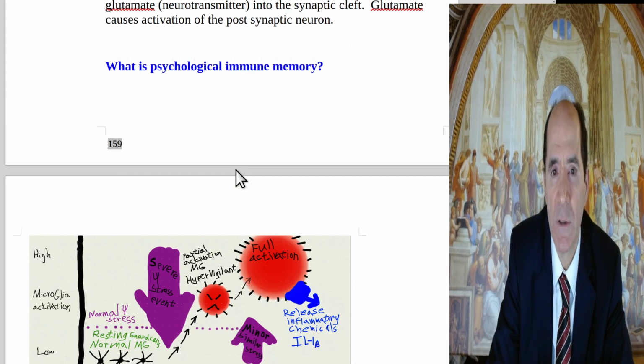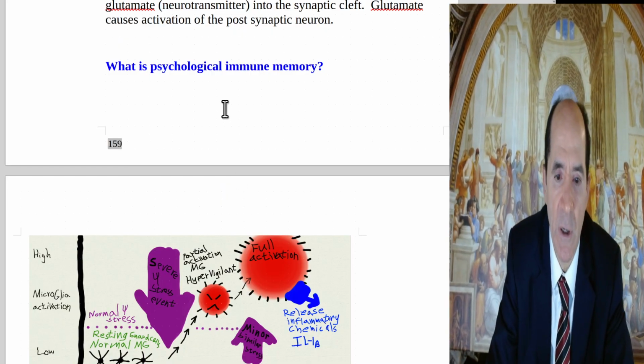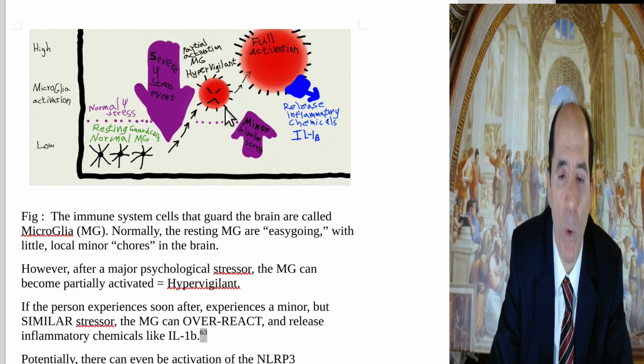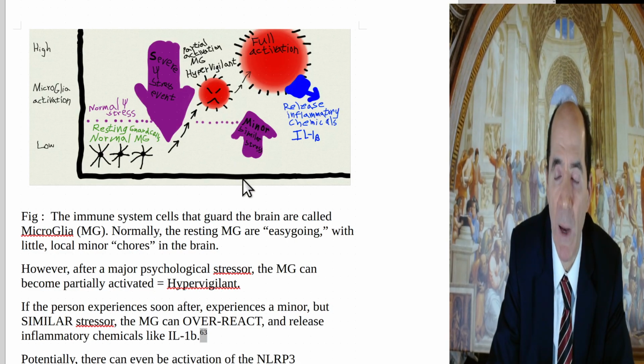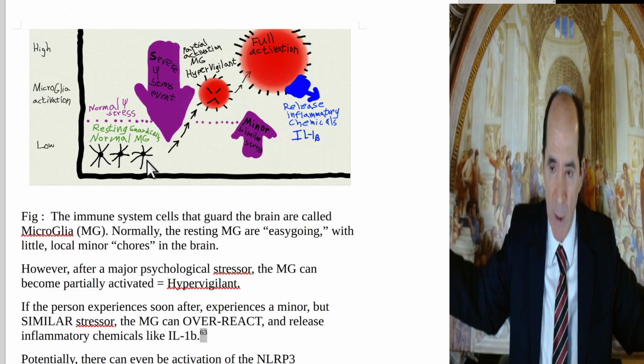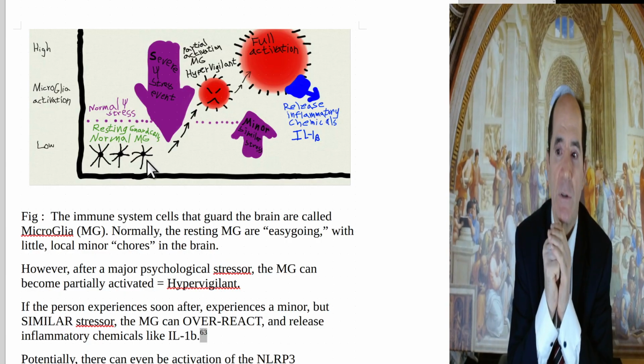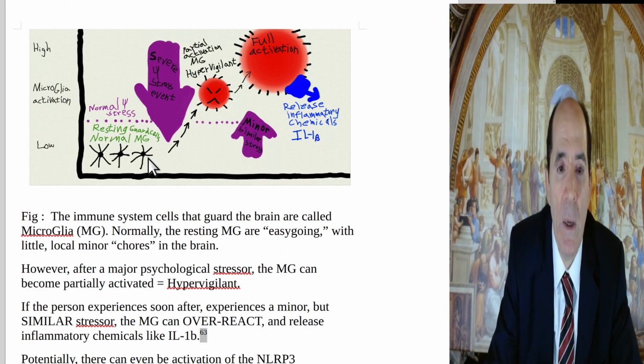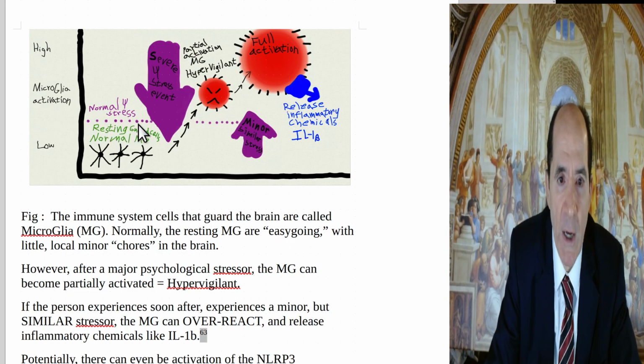Now there's something called psychological immune memory, and this isn't completely worked out, but it's a little bit interesting as an idea to how you can get a ramped up response to something. So basically, this is your microglia. These little cells here are normal microglia. When they're resting, they've got all these long, big branches coming out of them, and the central fluid-filled part's real small, okay? This purple line is normal stress baseline.